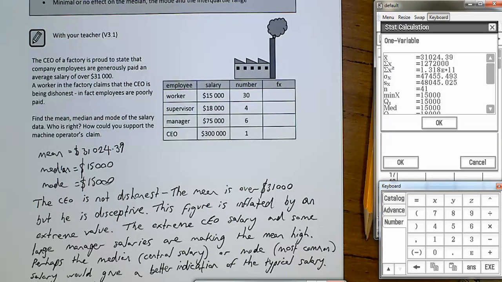Now the important thing here is to realise that the mean can be affected by one very large or several large pieces of data in a set of data. The median and the mode are not so greatly influenced by an extreme value.